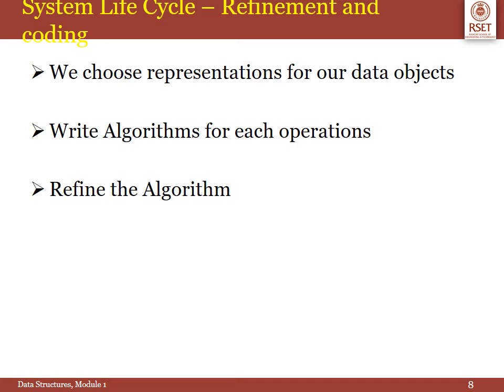During the refinement phase, we choose representation for our data objects, and we try to write an algorithm for the particular data objects and each operation that can be performed on those data objects. The order in which the data object representation is done determines the efficiency of the algorithm. Typically, we normally write down algorithms for each of the operations.